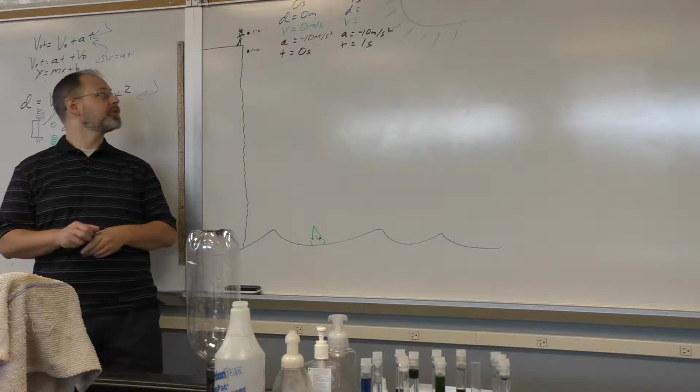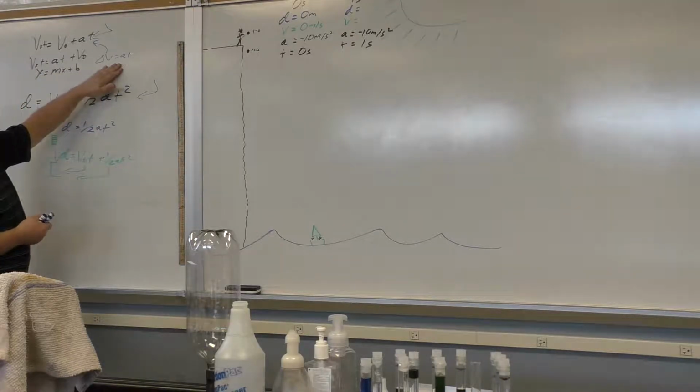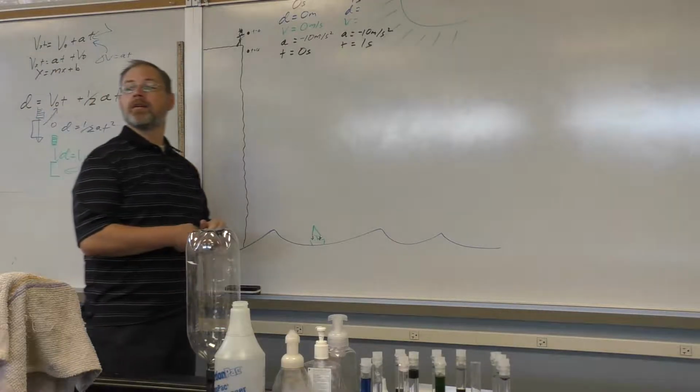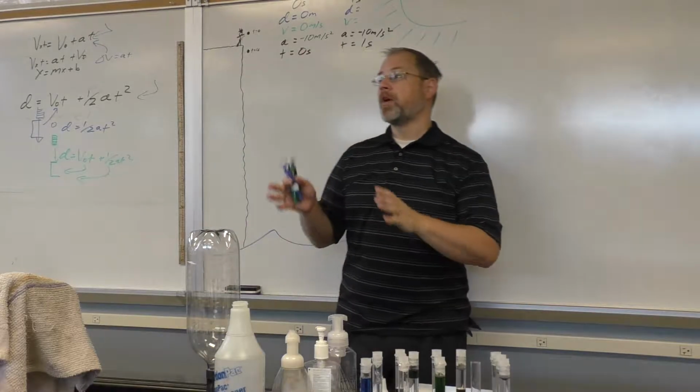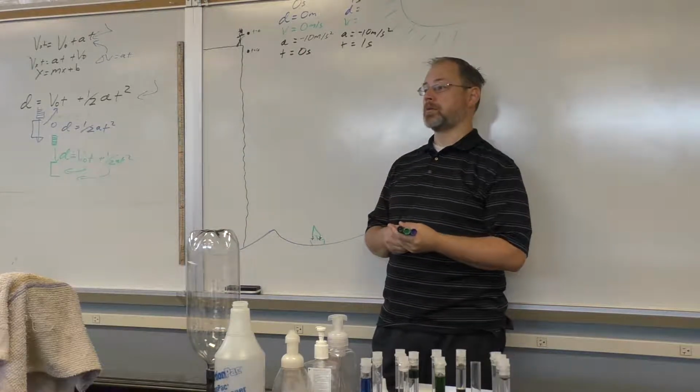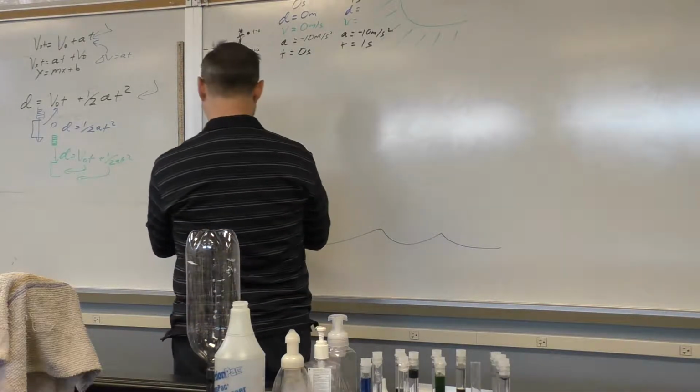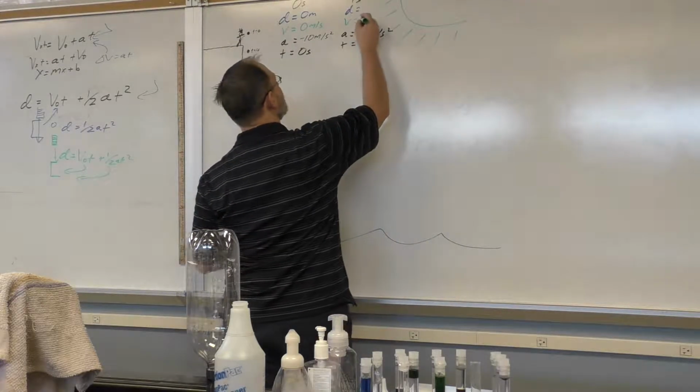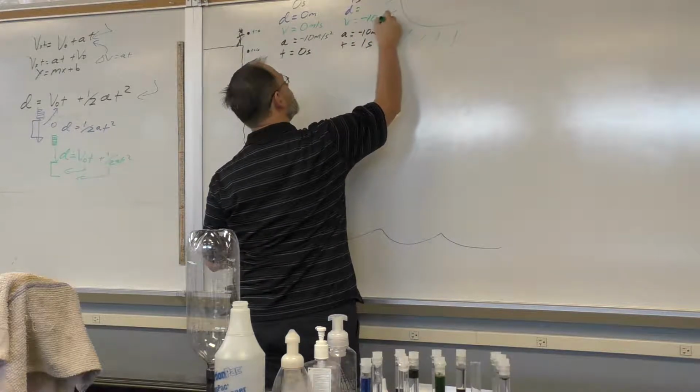Remember, acceleration is how velocity changes. Using this formula, delta V equals AT, it's had a second to speed up. What is the new velocity? Negative 10 meters per second, exactly. So the new velocity is negative 10 meters per second.